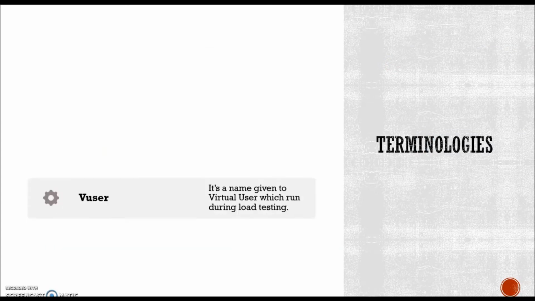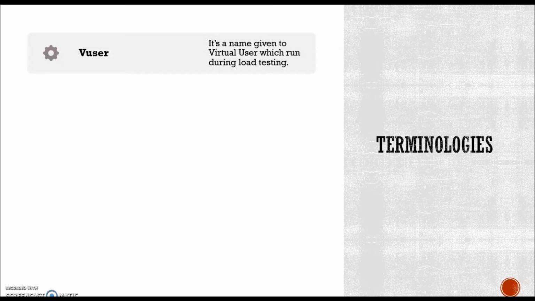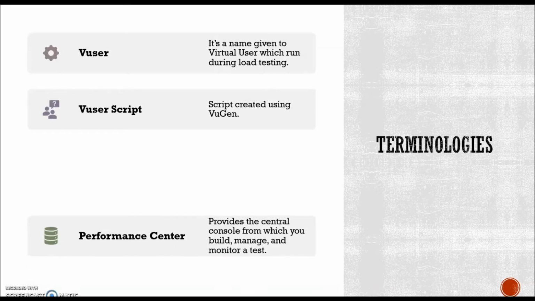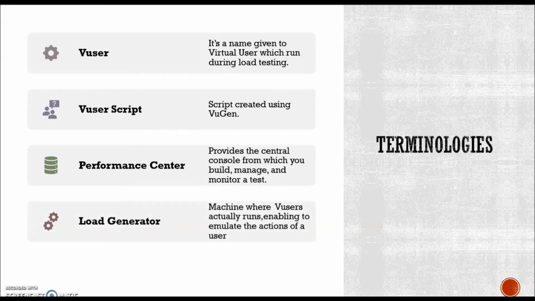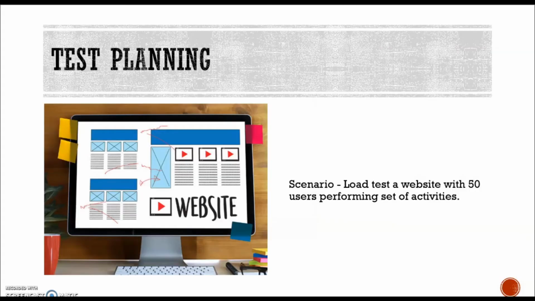We will see these components in detail in upcoming slides, but before that we need to get familiar with a few terminologies. The first is VUsers. VUsers is a name used for virtual users which run during load testing. Next is VUser script. The script created by VuGen is known as a VUser script. Next is Performance Center. Performance Center is the central repository from which you can build, manage, and monitor your test. The last one is the load generator. Load generators are the actual machines on which your virtual users run, which enables you to emulate the actions of a user.